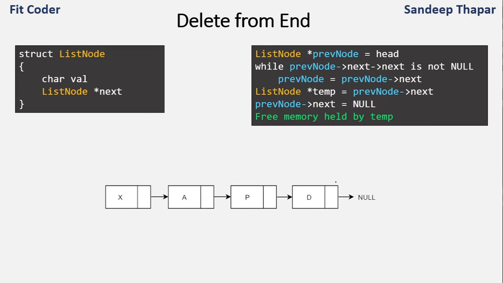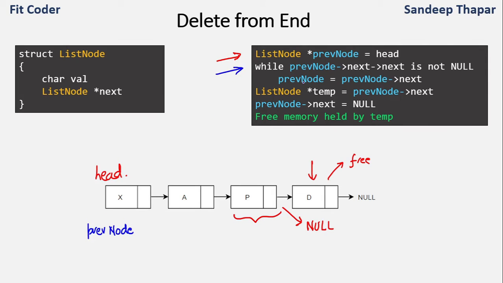So in this case we want to delete the node D and our head is at X. So what we want to do is we want to reach till P and from P we'll point to null, and then we can free the memory which is held by D. So how we are doing this is, we create a variable previous node which is pointed to head initially.